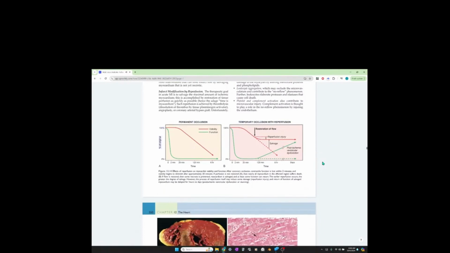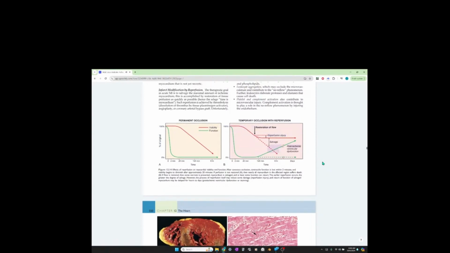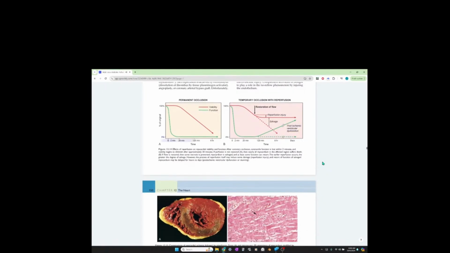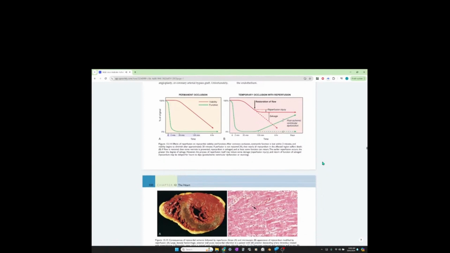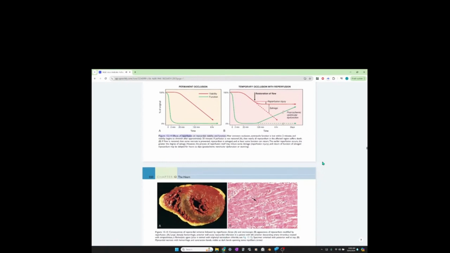Permanent occlusion, temporary occlusion with reperfusion. 100% of original viability function. 100% restoration of flow. Salvage, reperfusion injury. Post-ischemic ventricular dysfunction. 0%, 0, 2 minutes, 20 minutes, 120 minutes, time. Figure 12.14, effects of reperfusion on myocardial viability and function.